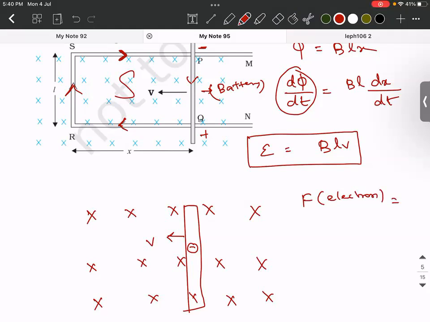So what is going to be the force experienced by it? Force is equal to QVB, where Q is how much? E. V is V only, and B is also B only. So, EVB. But now my job is to find the direction in which the force is acting. So how do you find the direction?